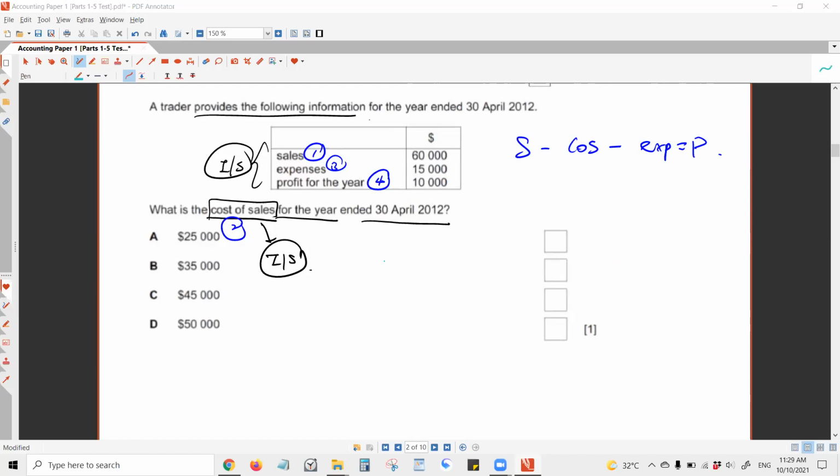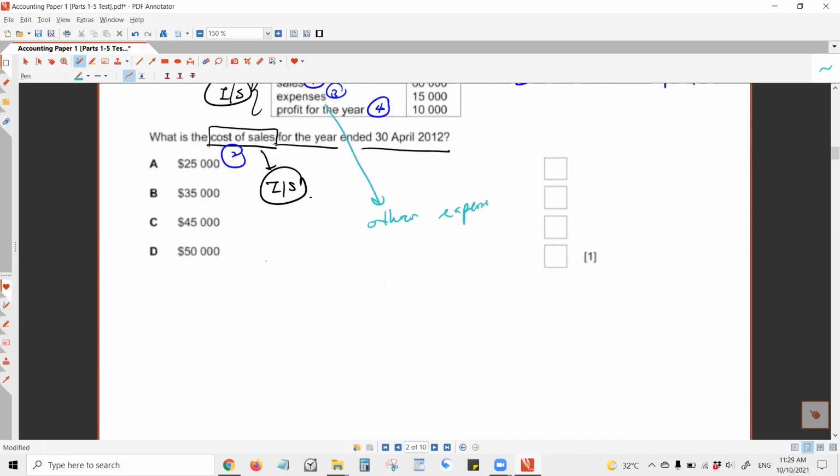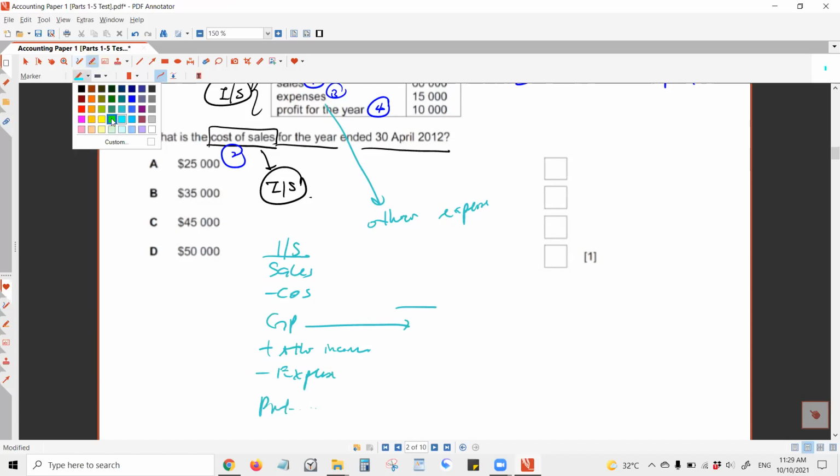One of you is asking how we know expenses here is not other expenses. I'm not saying that this is not other expenses. This is other expenses. The expenses section that you see in the income statement is the other expenses section, but we never show the word other. So remember, this is your income statement. Here you show gross profit. Then after that, you plus other income. Then you minus expenses. Then you get profit for the year. The expenses that you see in the income statement are actually other expenses, but we never have the word other in front of the word expenses. That's the figure in the income statement, 15,000.